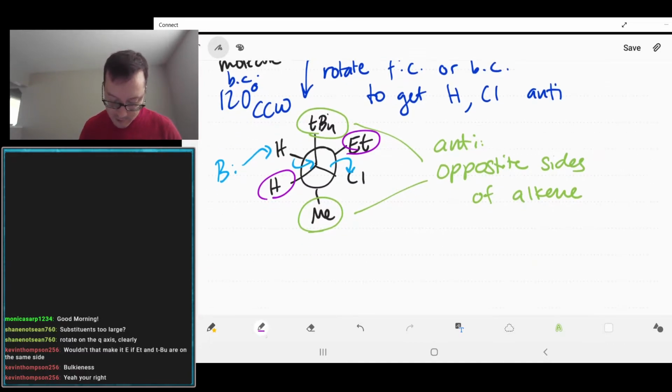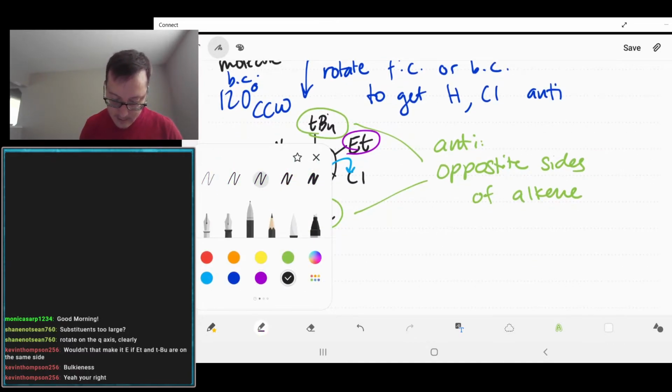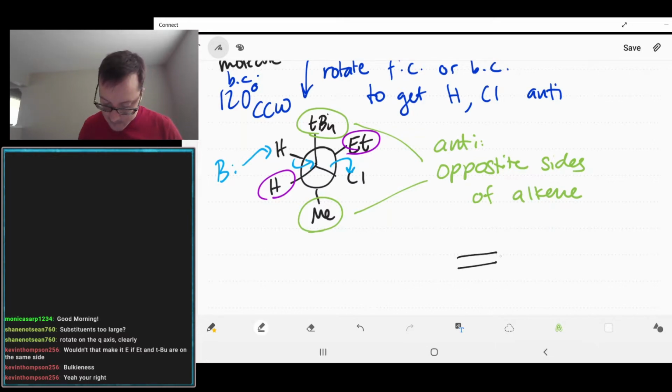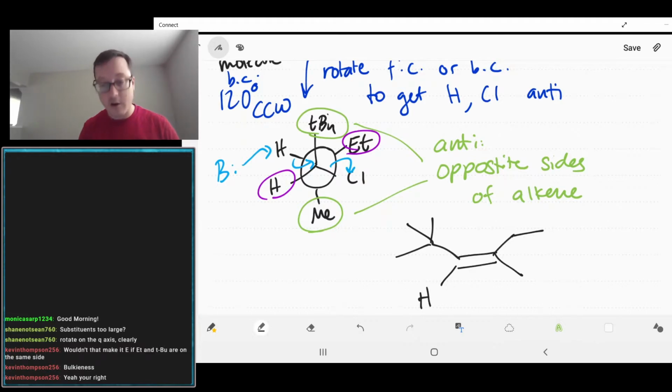So when we draw our alkene, we need to see, aha, we have our methyl group and our T-butyl group. I need to draw these out because we're doing a real structure. Our methyl group and T-butyl group are trans to each other. They're on the opposite sides. And our ethyl group and our hydrogen are on opposite sides. So that's the part that's important.